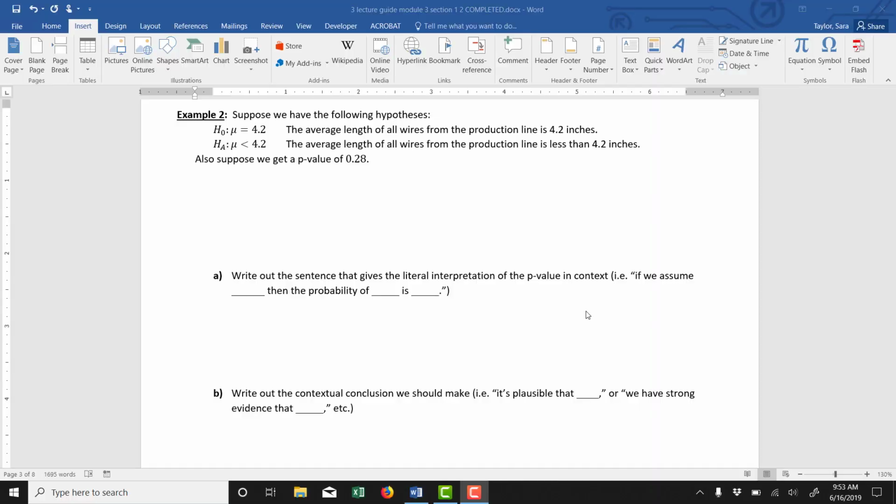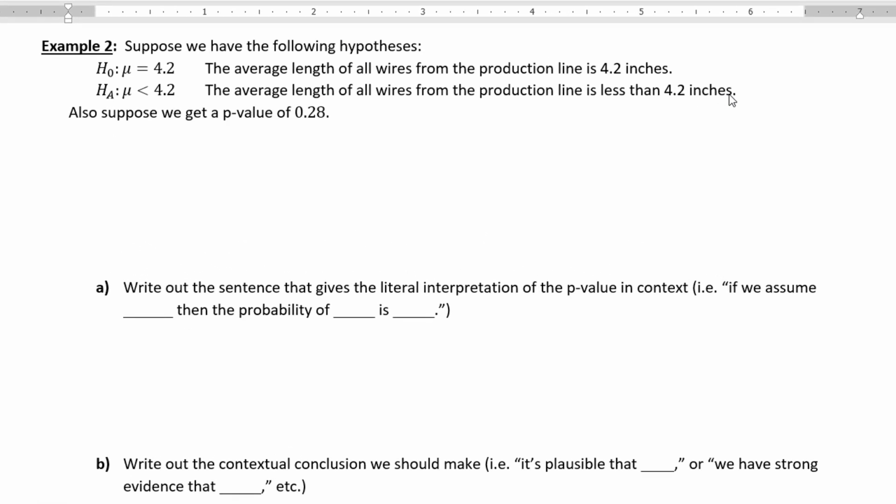This video is Module 3, working on Example 2, which reads as follows. Suppose we have the following hypotheses. The null hypothesis is that mu equals 4.2. In context, that means the average length of all wires from a production line is 4.2 inches. The alternative is that mu is less than 4.2, which reads in context, the average length of all wires from the production line is actually less than 4.2 inches.